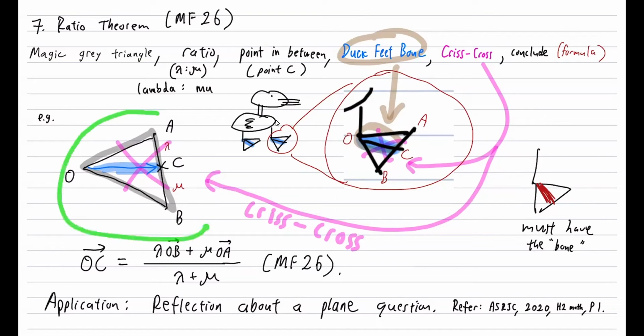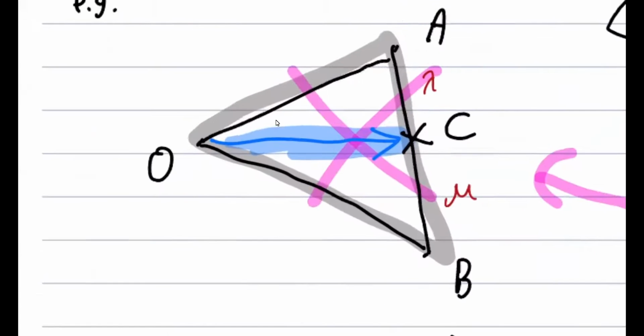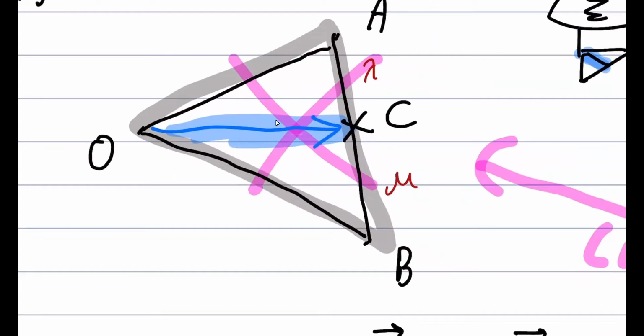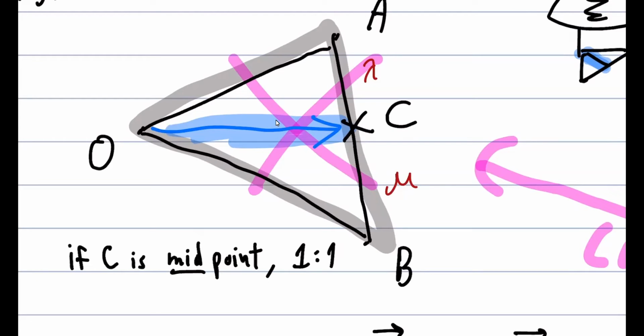Just look at this actual diagram, which you have to draw. So in this diagram, you have a point O, a point A, and a point B. You always have a point C that's in between. Okay, then you have a ratio. They'll tell you line AC to line CB is in the ratio of lambda is to mu. Oh, by the way, if I tell you that C is the midpoint, what's the ratio? If C is midpoint? 1:1. Correct. Yes, 1:1. Please take note of that. If C is midpoint, then 1:1 ratio.